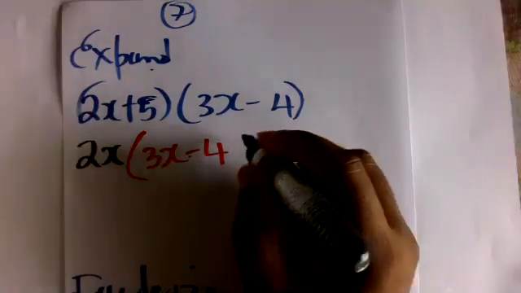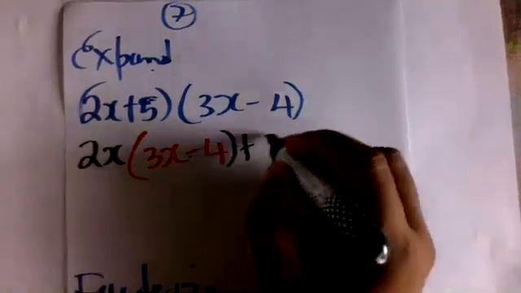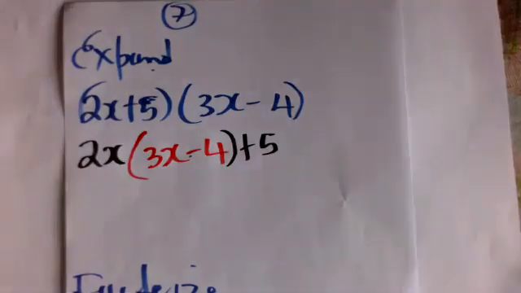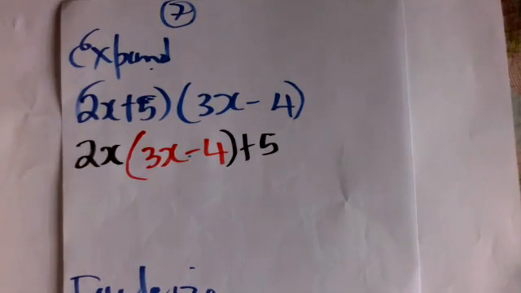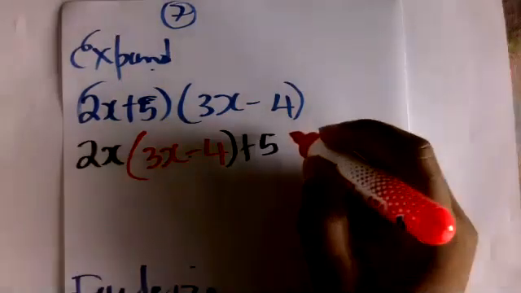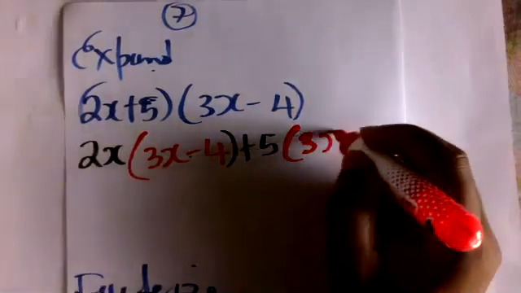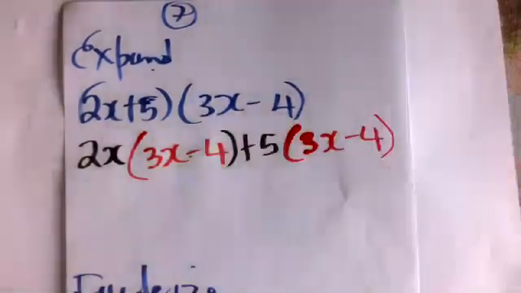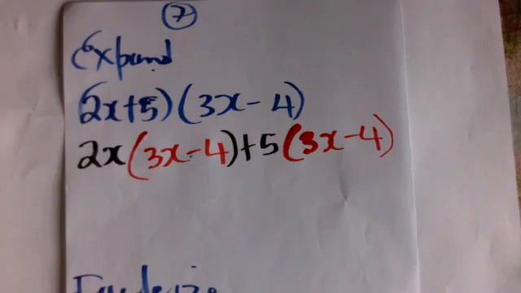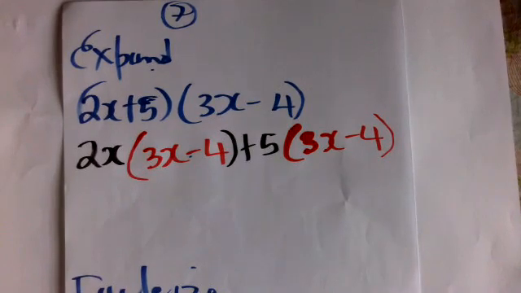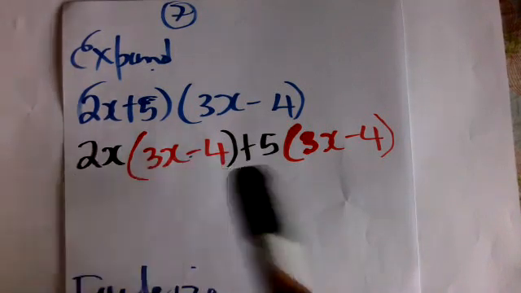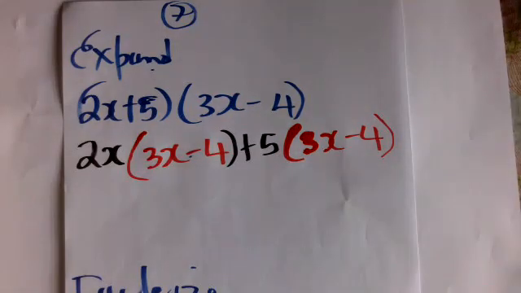So then it's plus 5 times all of this again. I'm using different colors so people can see what I'm doing, just to assist you guys. All right, so let's expand the bracket now. It's 2x times everything, and then plus 5 times everything. Then we group the like terms, and that's it.